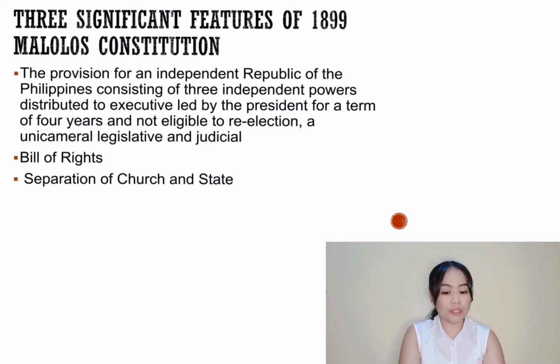The third significant feature of the Malolos Constitution is the separation of church and state. The separation of church and state is the principle that the government must maintain an attitude of neutrality towards religion. Many view separation of church and state as required by the First Amendment. The First Amendment not only allows citizens the freedom to practice any religion of their choice, but it also prevents the government from officially recognizing or favoring any religion.